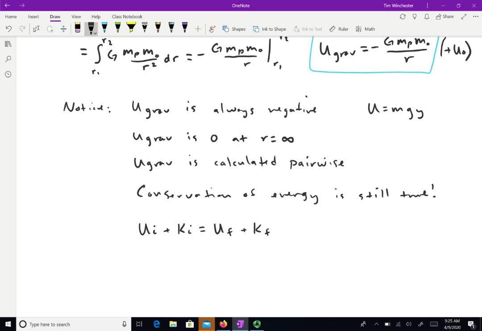Okay, and this works exactly the same whether you were using mgy, really close to the surface of the Earth, or whether you were considering interplanetary distances and you used negative GMm over r. Everything works exactly the same. You're just doing the algebra to solve for the speed or the position or whatever it is that you're interested in.